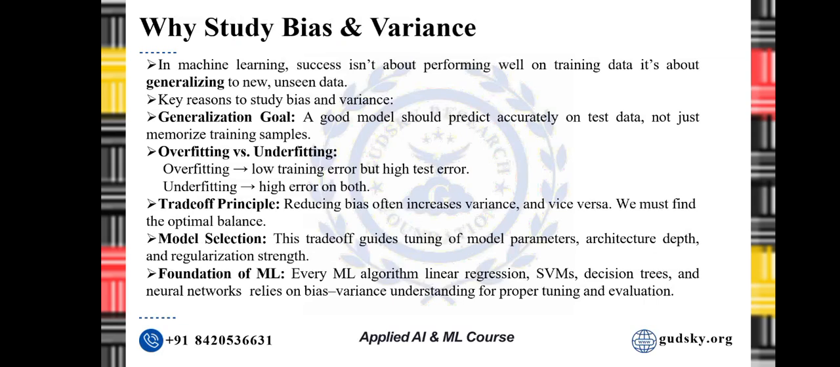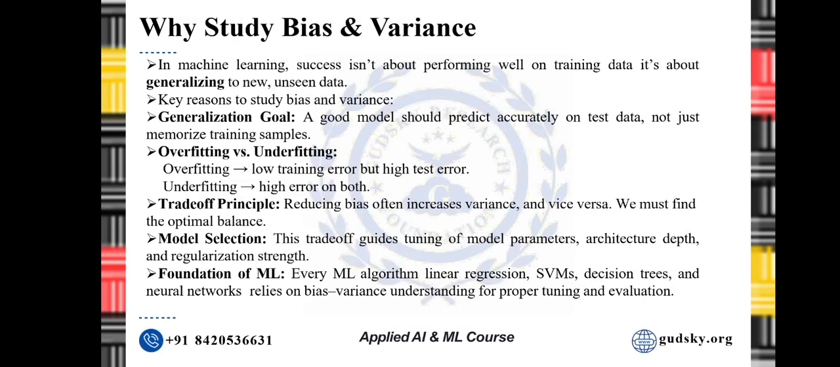So here are a few key reasons why bias and variance matter. First, the generalization goal. Our goal is not memorization. A good model must predict accurately on test data, not just on training data. Next, understanding overfitting versus underfitting. Overfitting means low training error but high test error. Underfitting means high error on both. So, bias variance gives us a mathematical and conceptual way to understand this.